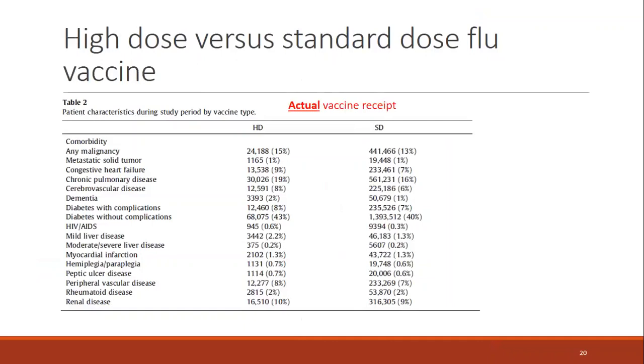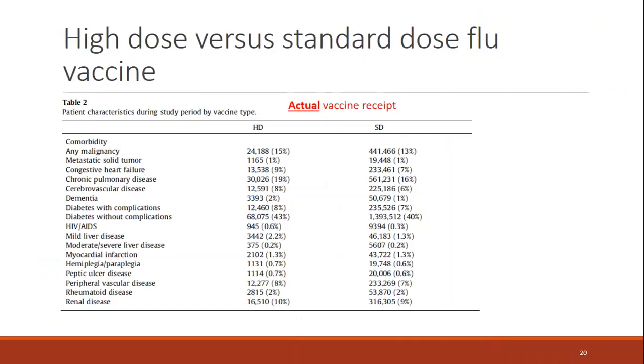This aligns with the idea that physicians would often prescribe the higher dose vaccine to people who are sicker and the standard dose vaccine to those who are healthier. And so that's that concern of, are we really seeing an effect of the vaccine, or is it just the fact that sicker people got this one and healthier people got that one? And that was, again, based on the actual vaccine receipt.